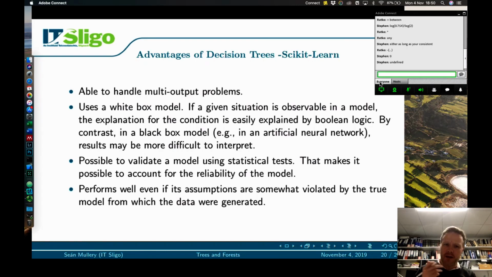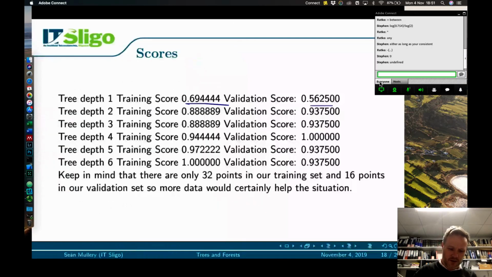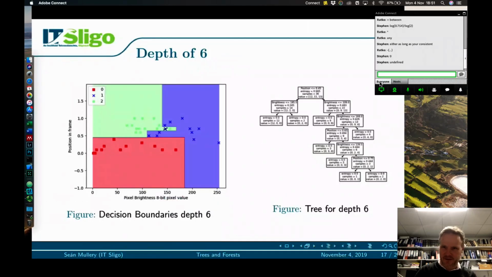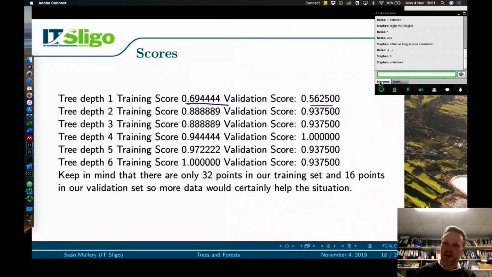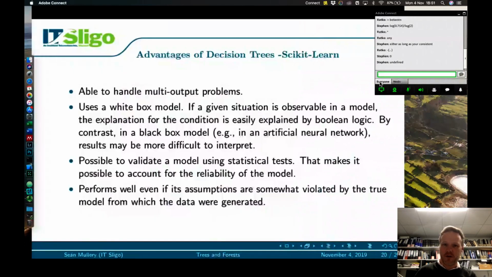It performs well even if its assumptions are somewhat violated by the true model from which the data was generated. This is a difficult concept to understand, but the original underlying model might look nothing like the decision tree. It might build it up in such a way that looks nothing like the original model, but nonetheless still seems to work well, because most models would not look like that rectangular sort of fashion. It'd probably be something more curved, but that's fine.